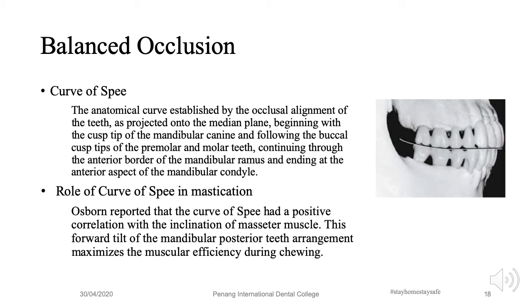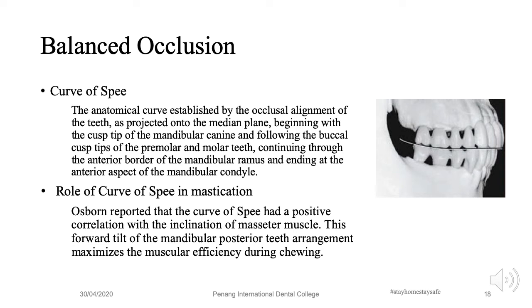Role of curve of Spee in mastication. Osborn reported that the curve of Spee had a positive correlation with the inclination of the masseter muscle. This forward tilt of the mandibular posterior teeth arrangement maximizes the muscular efficiency during chewing.